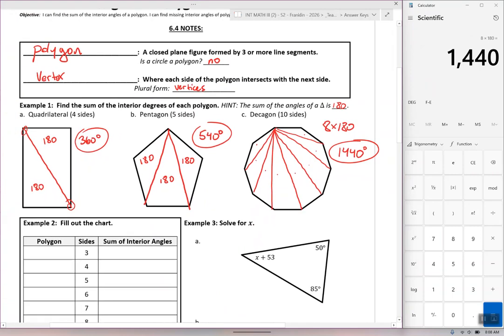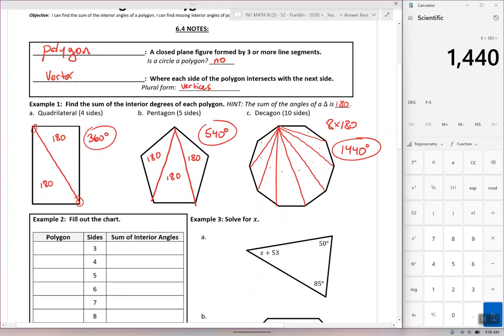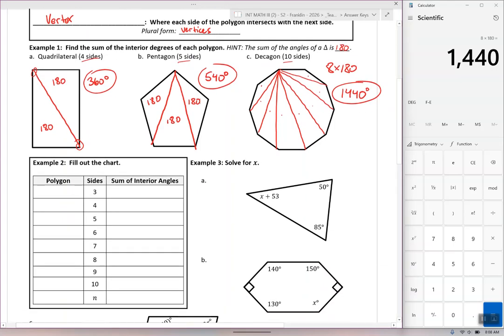Now, something to keep in mind is this pattern we're seeing where the number of triangles, here I had 2 triangles for quadrilaterals, 3 for pentagon, 8 for a decagon, is 2 less than the total number of sides of the shape. And that's because we can connect from one vertex to every vertex in the shape except for 2, the ones directly adjacent to the point we choose. So this can help us come up with a rule for how to find the sum of the interior degrees of any number of sided shape. We can create an equation. And we'll do that here in just a minute.